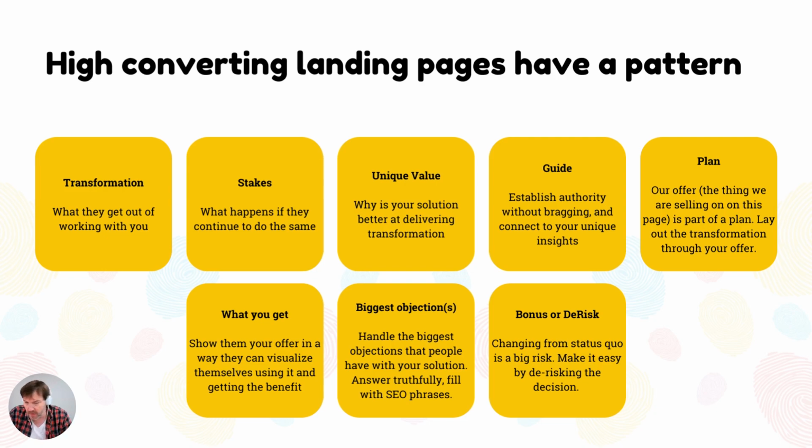So you lay out these things top to bottom. Obviously, you can bonus that kind of thing. But again, we start with the transformation. What are you going to get from working with me? What happens if you continue doing it the way you're doing it today? What do I bring that's unique to the table that's going to make this transformation more likely to happen?